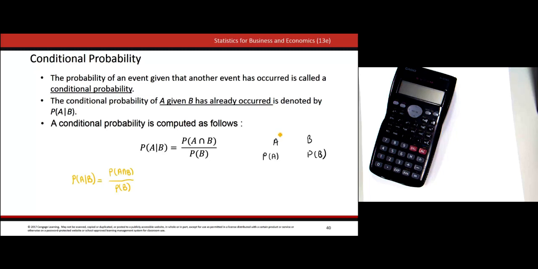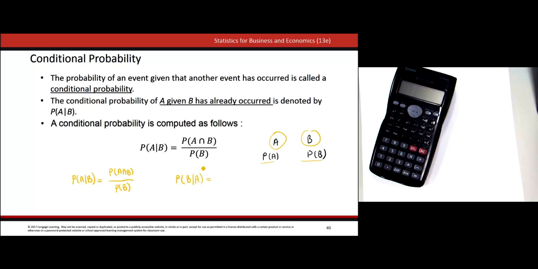So we have two events, related events, with some initial probabilities. If we know that one of them has already occurred, we would like to use this new information to calculate the probability of the other one. So this is probability of A given B. Conditional probability of A given B has already occurred, which is probability of A intersect B divided by probability of B. Same thing as like B given A.